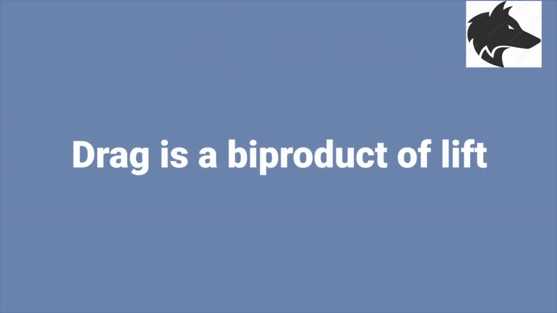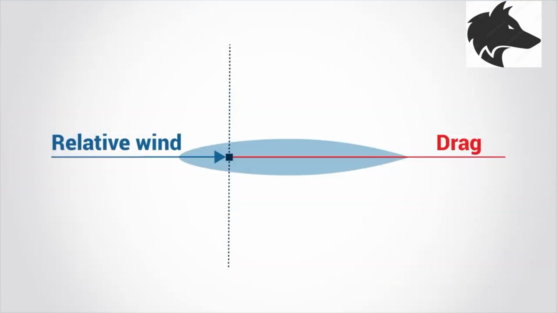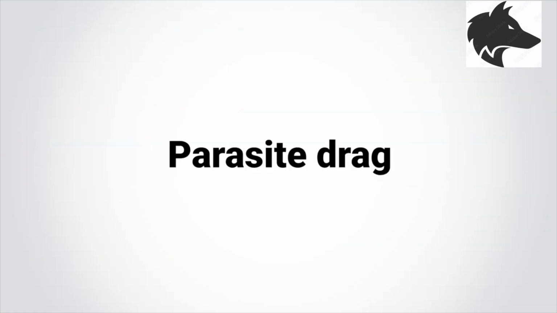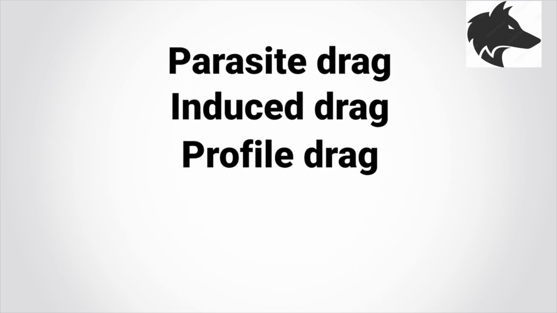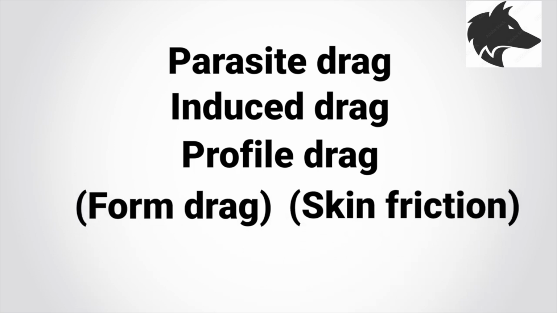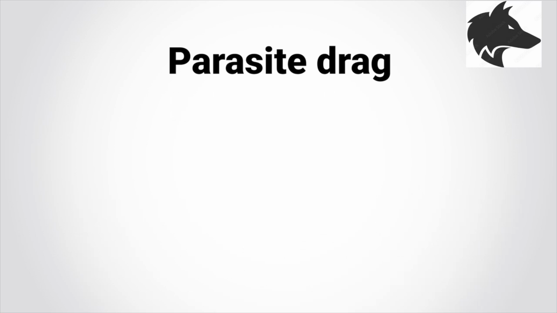Drag is a direct byproduct of lift. Whenever lift is created, drag will follow along. Drag acts parallel to the relative wind. There are three main types of drag: parasite drag, induced drag, and profile drag, which consists of form drag and skin friction. Let's talk about each one in detail.